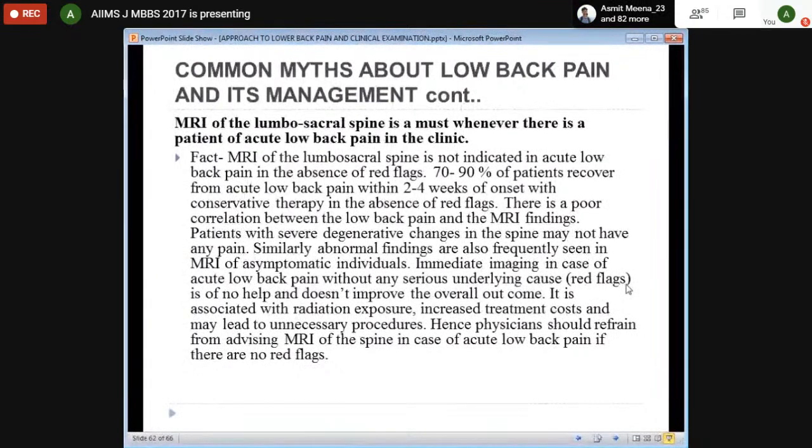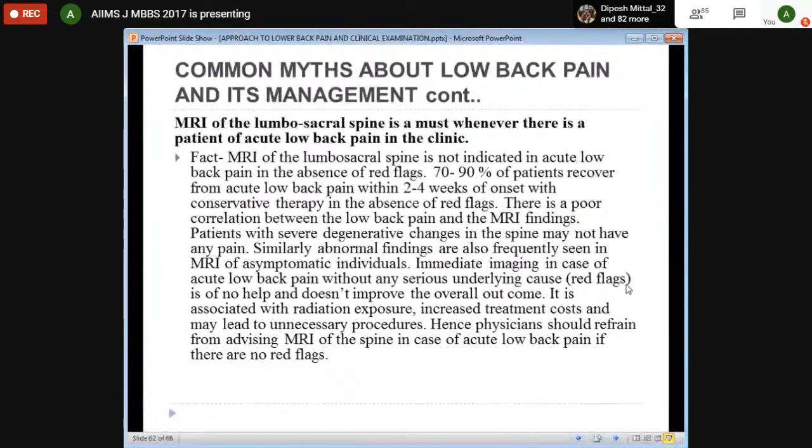So there's a poor correlation between low back pain and MRI findings. Patients with severe degenerative conditions of the spine may not have any pain. Similarly, abnormal findings are also frequently seen in MRI of asymptomatic individuals. So it's not on the basis of MRI we treat, it's on the basis of clinical condition we treat the patient. Okay.